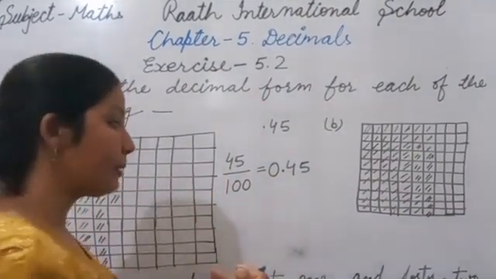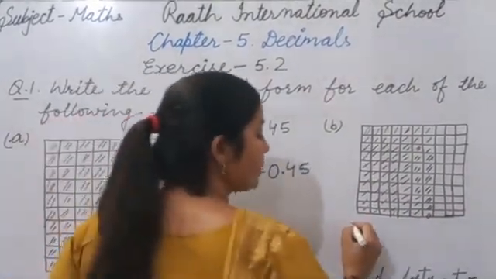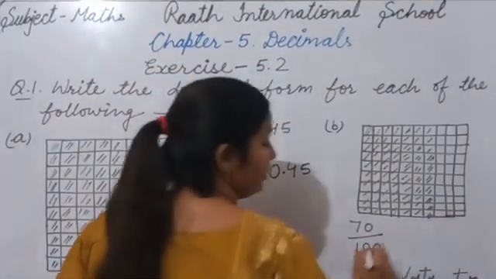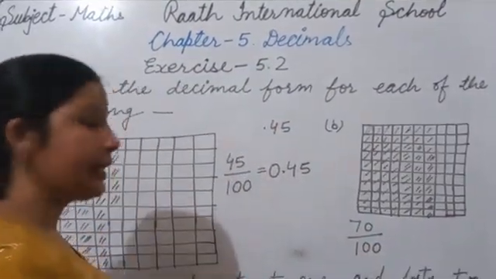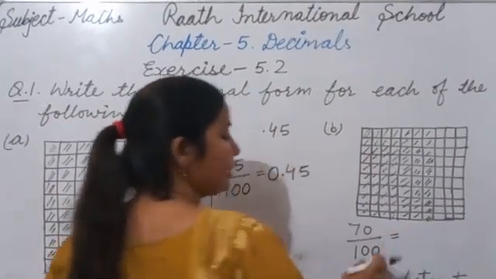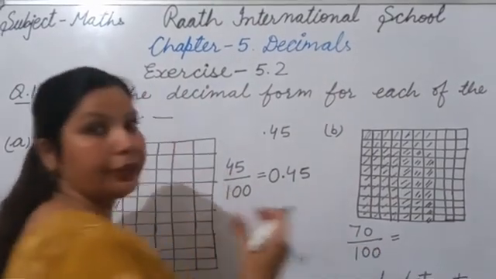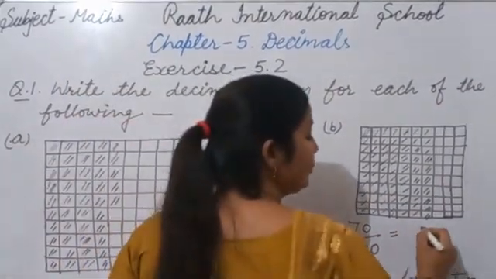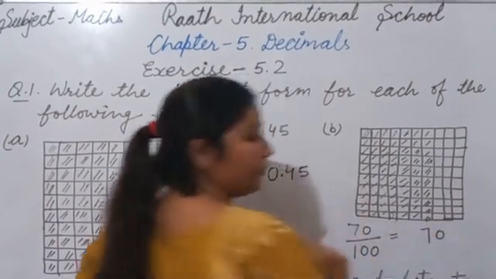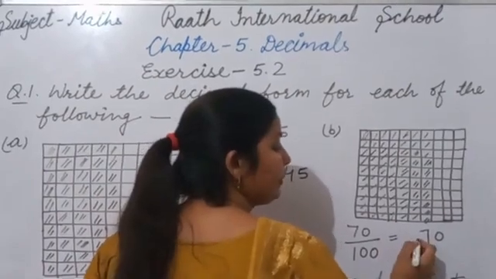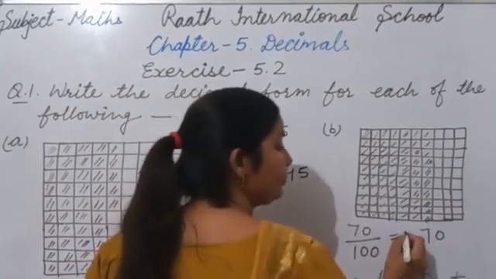100 में से 70 आपके shaded हैं. So the fraction becomes 70 upon 100. Now we write it in decimal form. So how do we write it in decimal form? The denominator is 100 here, so after 2 digits we will take the decimal. So the numerator 70 as it is, firstly we write. Now we count 2 places, 1, 2. Here we will put the decimal.